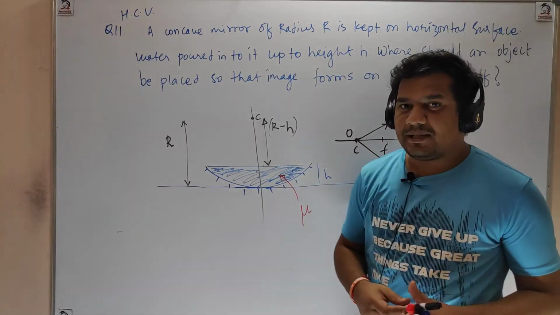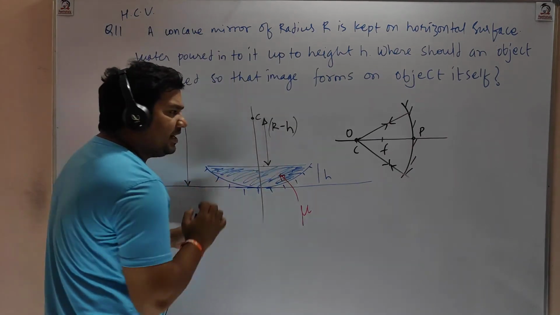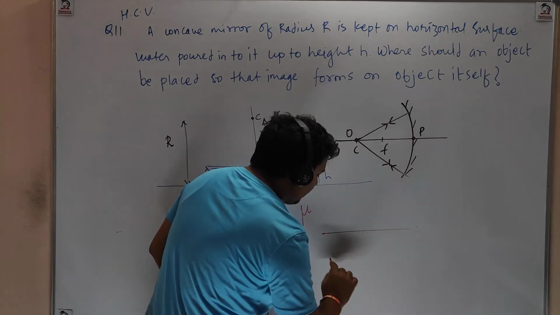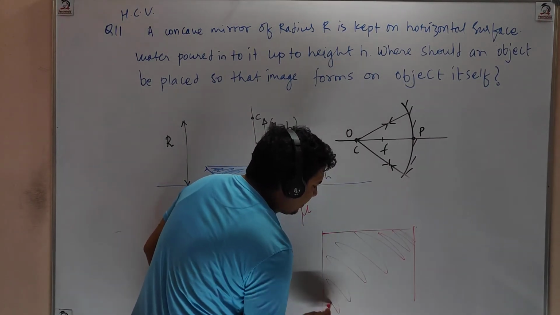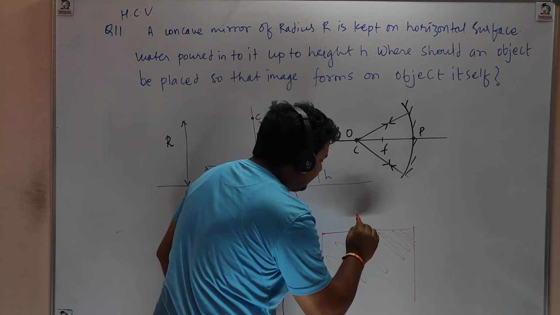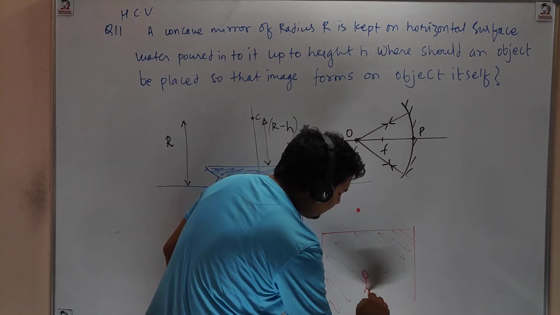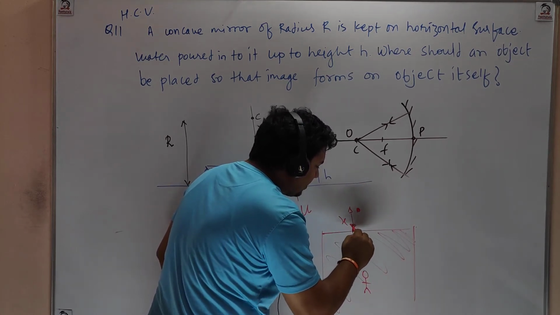But the problem is the mirror is dipped in a denser medium. So when the observer is in the denser medium and looks at any object, suppose this is a point size object and this is me, the height of the point size object is x, right?